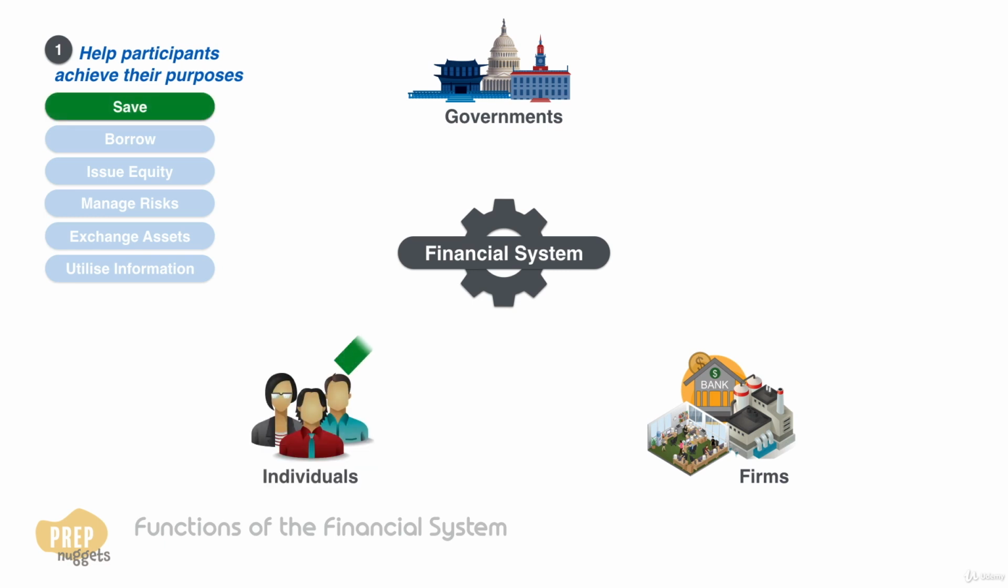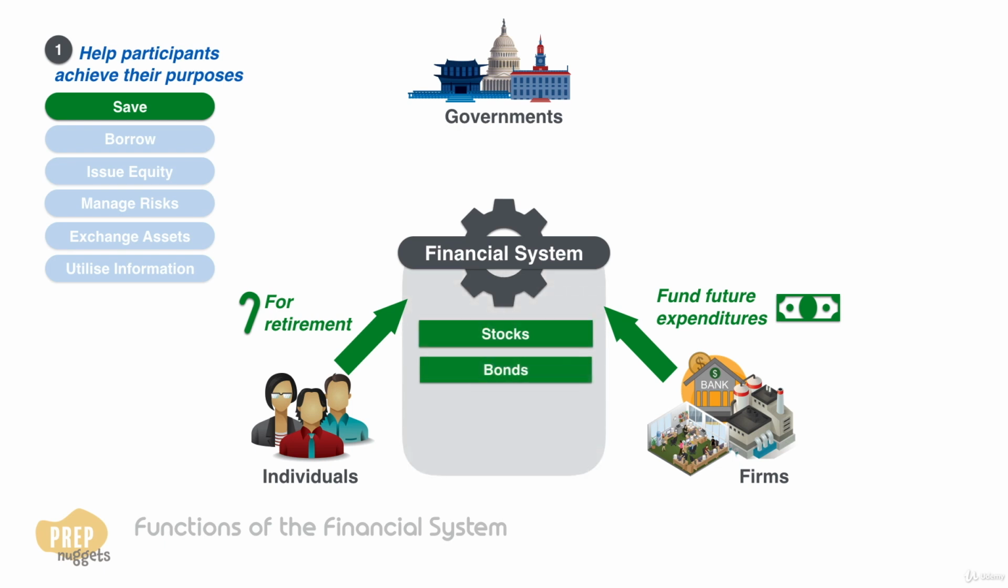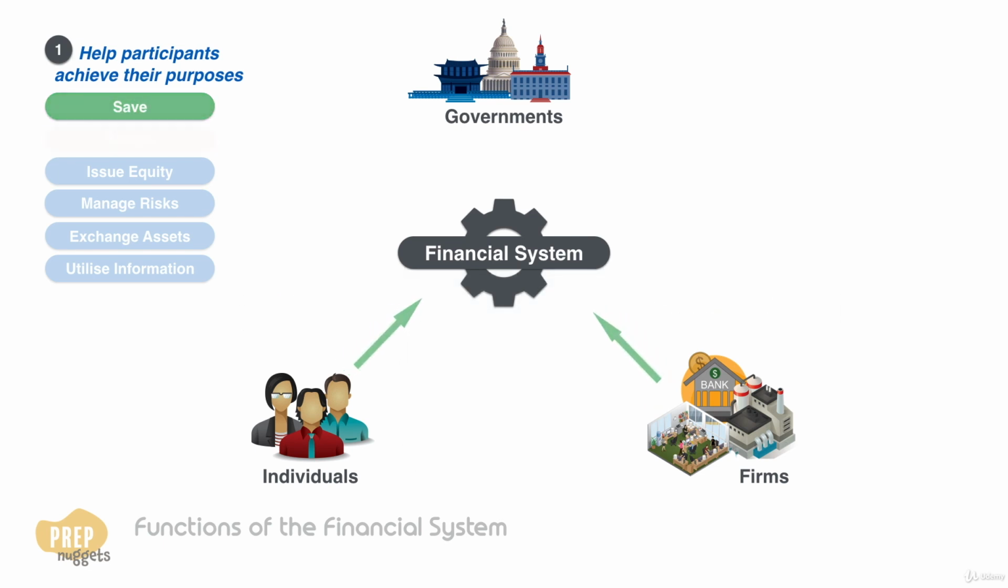Individuals typically save for retirement and expect a return that compensates them for risk and the use of their money. Firms save a portion of their sales to fund future expenditures. Instruments used for saving include stocks, bonds, certificates of deposit, or real assets, such as real estate. Another very common purpose is to borrow.